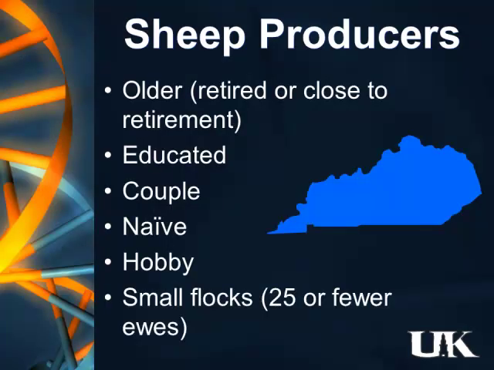In Kentucky, these are the folks that come to our producer events. We average 40 to 45 people at our U-Profit schools, each one of those. We have about that same number at our lambing schools, and depending upon the weather, we never know what sheep profit day will be. They're older. They're either just retired or close to retirement. They're generally pretty educated. They're a couple. They're very naive. They're coming into this more as a hobby. They really, honestly, don't care so much about making money. They have small flocks, 25 or fewer ewes. Okay, we've got 3 groups that I deal with, and this is one of them.